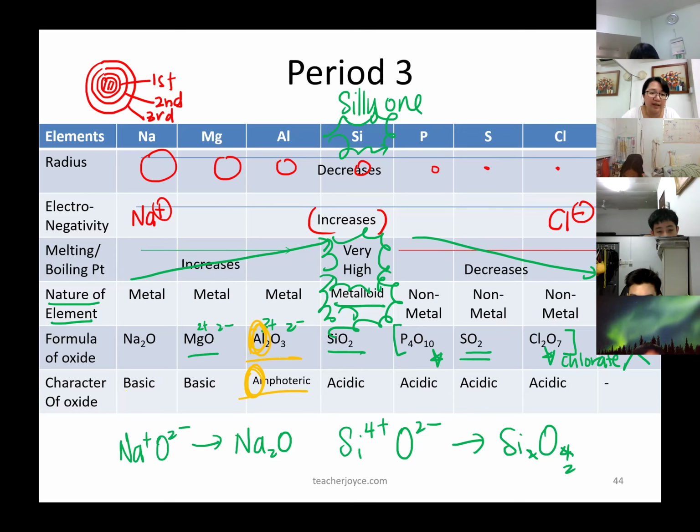Usually, when we say basic, it means base. Base is solid, and when I put it in the water, they call themselves alkali. That is in liquid form. Base is more solid, alkali is more liquid. Get it? Okay. The others after amphoteric are all acidic. So what is amphoteric, right?